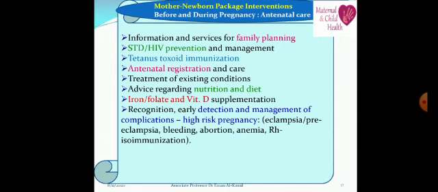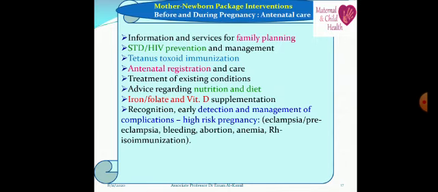And sometimes in some countries they supplement the mother with some additional nutritional supplementation. Also iron, folate, and vitamin D supplementation during pregnancy, as I mentioned. And also recognition or detection of any complication which results in a high risk pregnancy, such as eclampsia or preeclampsia, which is a condition which occurs during pregnancy characterized by an increase in the blood pressure, high blood pressure, and edema and proteinuria. These are the three conditions which are called eclampsia or preeclampsia.